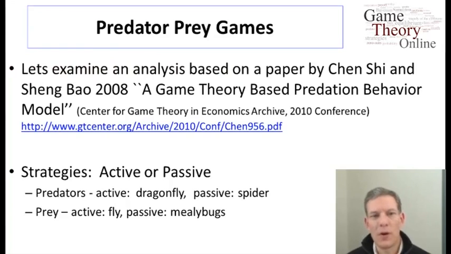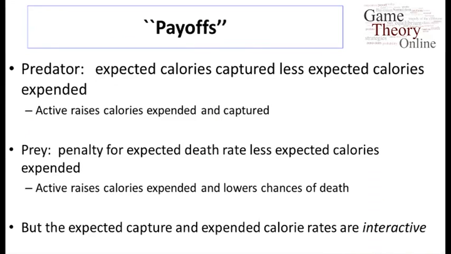The first example that we'll talk about is predator-prey games. And this is an analysis that's based on a paper by Chen Shi and Sheng Bao in 2008. It's a very simple abstraction of strategies that might be used in animals between predators and prey. And basically it's going to distill things into a very simple form of game where a player, now a predator or a prey, can choose either to be active or passive.